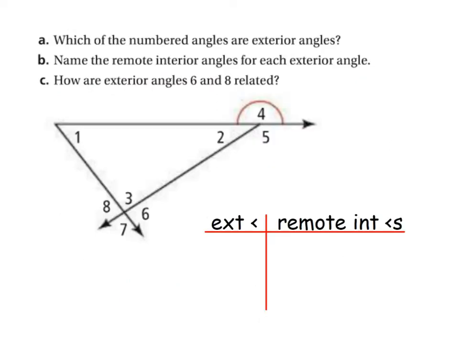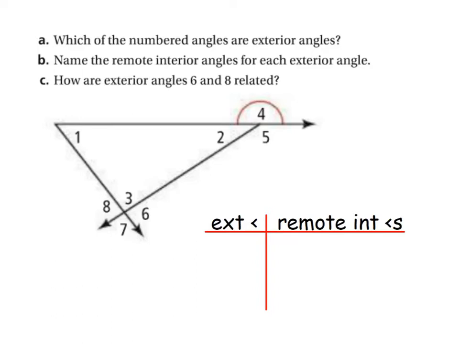All right, so this is our last slide, and we're just going to make this a little bit trickier. When you look at this, there are angles all over the place, and they ask us 3 questions. They want to know which ones are exterior angles, then name the remote interior angles for each exterior angle, and then how are 6 and 8 related. I thought I'd set up a little chart here and see if we can figure it out. Not all of these are exterior angles.